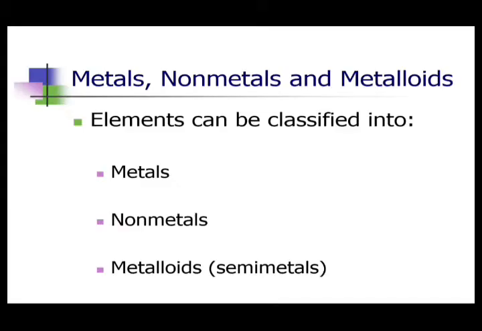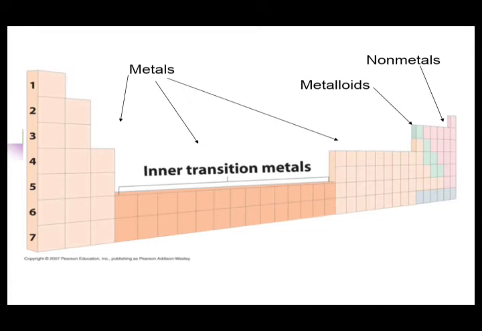We know that the elements can be classified into 3 groups, which are metals, non-metals and metalloids. Here we see the position of metals, non-metals and metalloids.